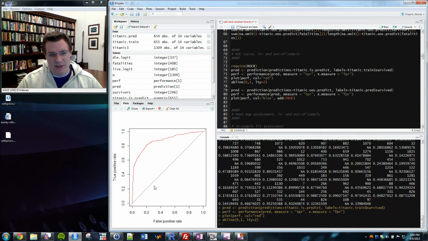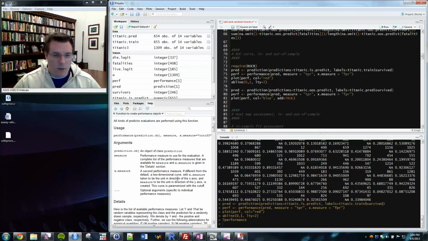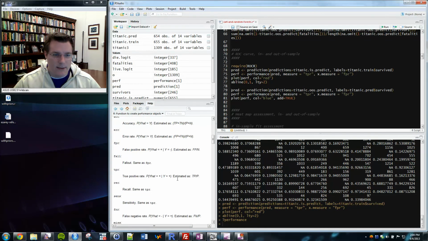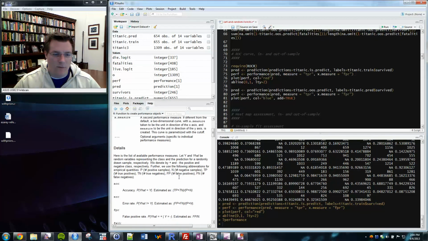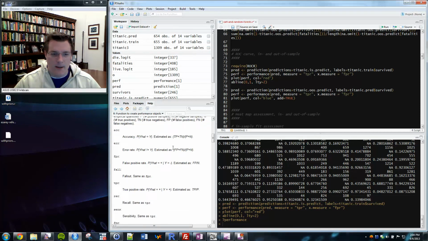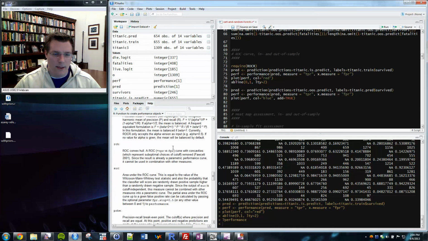The area under the curve is just the area between this red line and the dotted line, depending on how exactly you're measuring this. And I believe that for the ROCR package, you get area under the curve between 0 and 1. So here are the arguments, and then, right, performance, yeah, here's the list of available performance measures. AUC should be somewhere in here. Yeah, here you go, AUC.